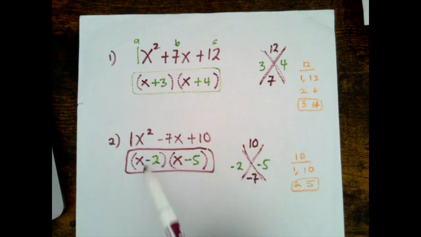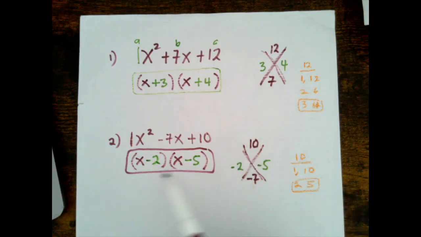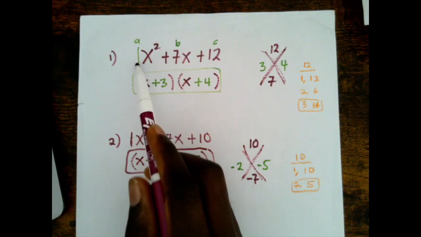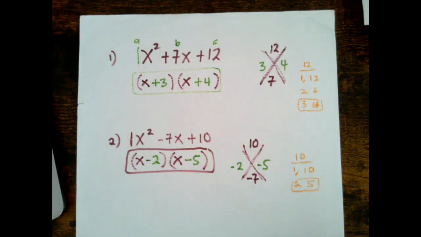Remember, this process only works if the leading coefficient is 1. If the number multiplying the x squared is 1, then that is how you do it.